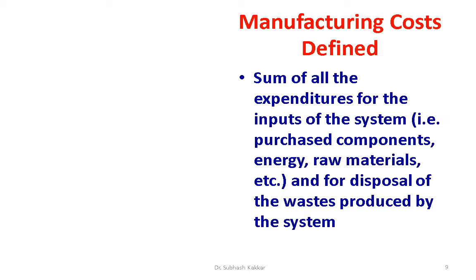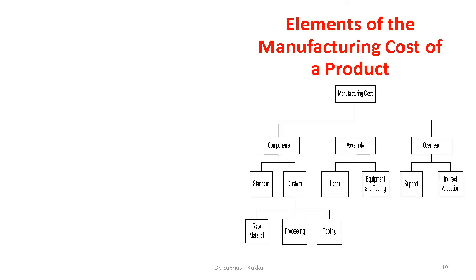Manufacturing cost is defined as the sum of all the expenditures for the inputs of the system, that is purchased components, energy, raw materials, etc. and for disposal of the wastes produced by the system. Elements of the manufacturing cost of a product are components, assembly, overheads. Under the component sets we have written standard and custom made.